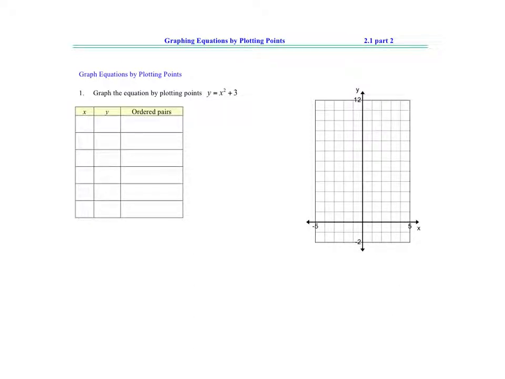Graphing equations by plotting points. All right, so what we're going to do, if we have it solved as y equals, we get to just choose values for x. And I like to do some negative and some positive. And then we're going to just calculate out the y values.